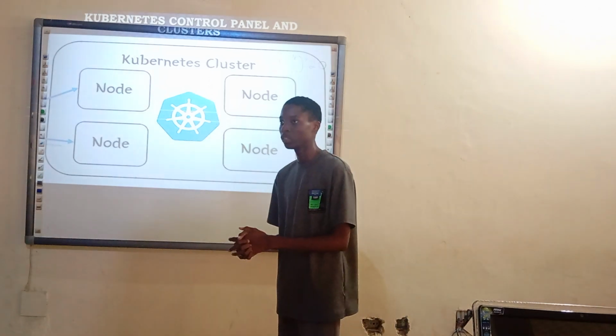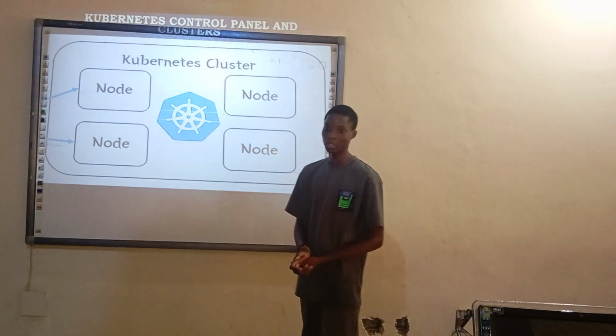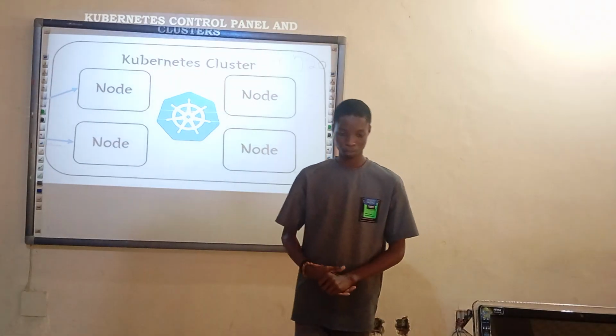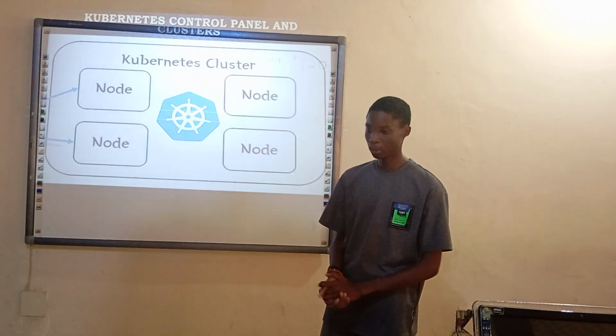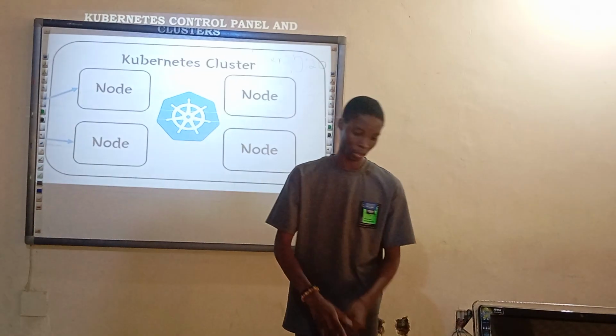Kubernetes is divided into a set of components which serve as the Kubernetes clusters and a set of nodes which contain containers. Now the Kubernetes cluster is basically just a collection of nodes, and the nodes are like a housing structure for your containers.